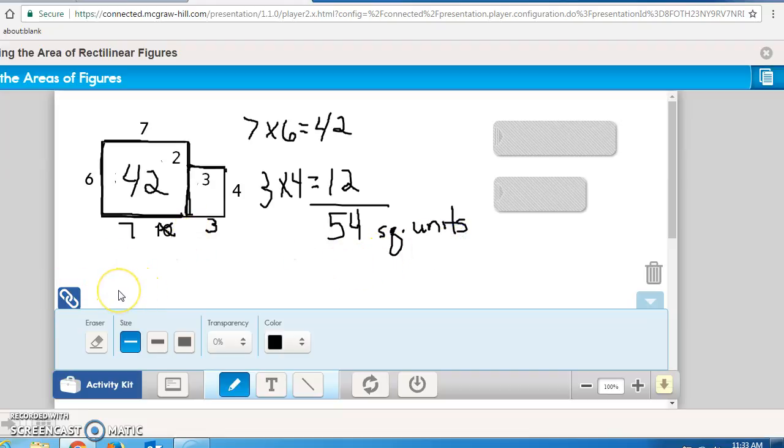Now I want you to try to do that with the shape that you have on your Math Journal page 135. When you complete that entire page, I want you to bring that up to me so I can check it and see what you understood and what you did not. Pause the recording now and finish that page, please.